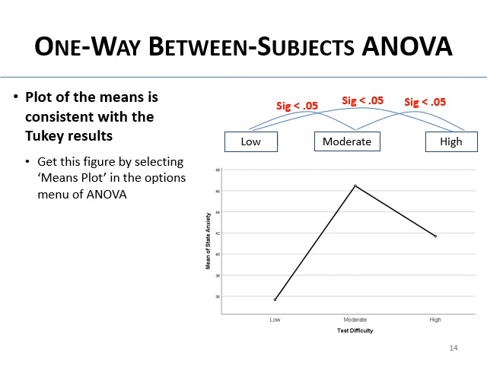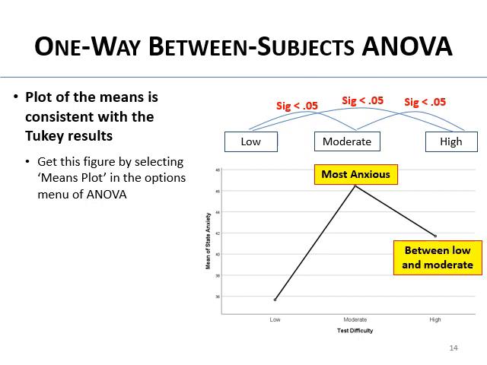Those who got the low difficulty tests, you can see at the bottom there, they were the least anxious. Those who got the moderate difficulty test were the most anxious. And those who got the high difficulty test were somewhere between the low and moderate, really, right? So least anxious for the low difficulty, most anxious for the moderate, and those who got the high difficulty test are somewhere in between those two, but significantly different from them both.